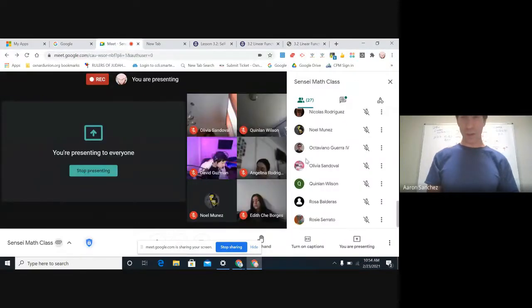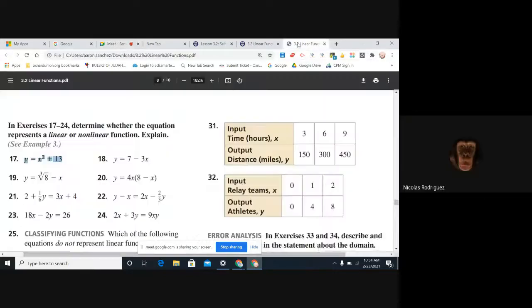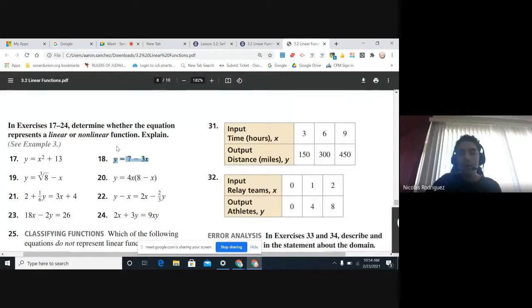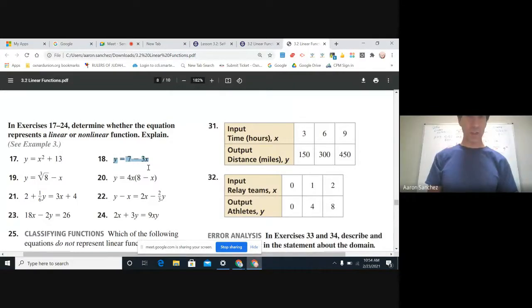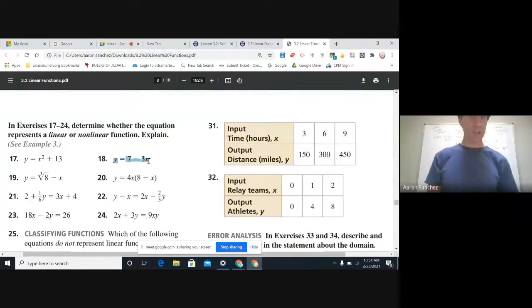Okay, so then calling someone else. Here we go. Let's go with Nicholas. Okay, do you think this is linear right here? Number 18? Yeah. Why? Because it doesn't have x squared or x cubed, it just has one x. You are correct. Very good.